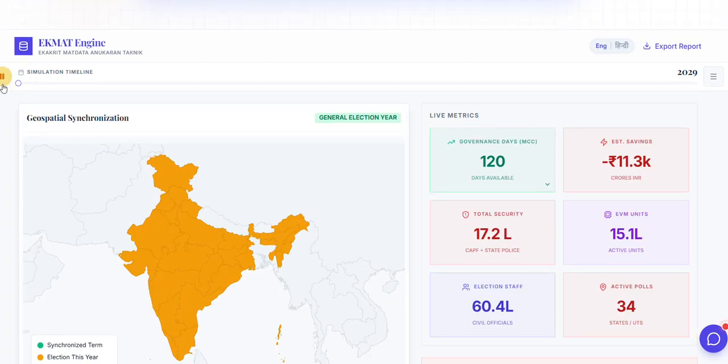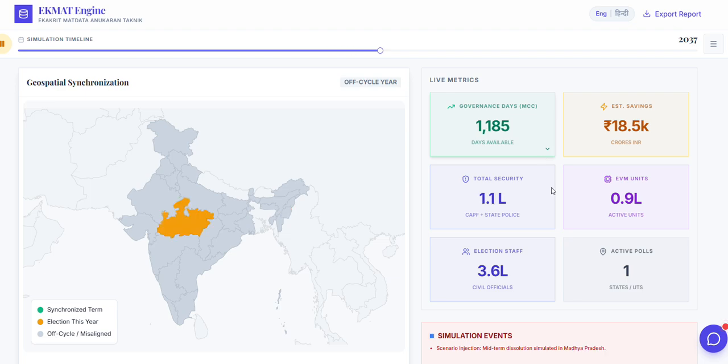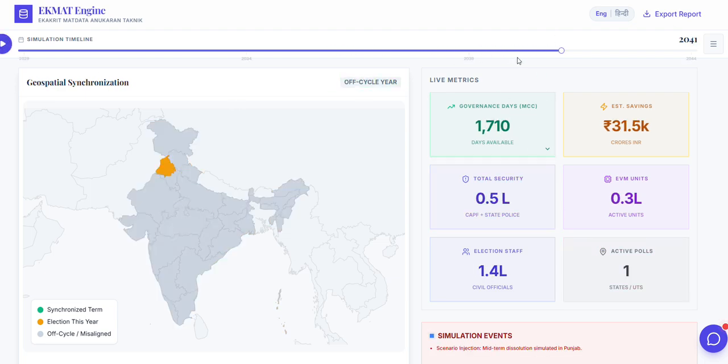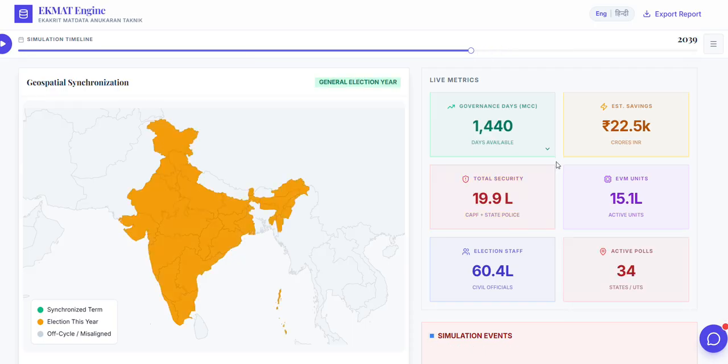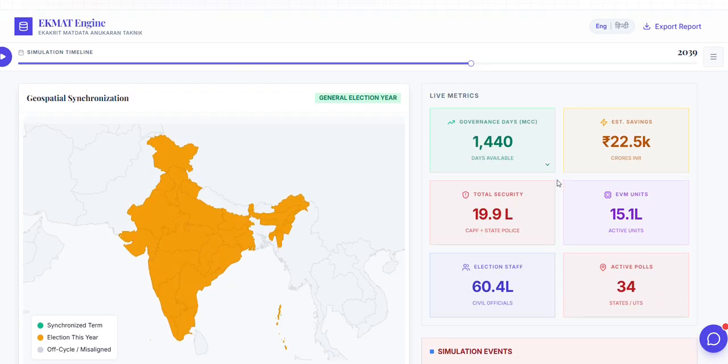Plus, we have a simulator which will give year by year analysis, as you can see. Like this is between the One Nation One Election year. As you can see, we have various factors like savings, security, EVM units, and all that stuff, which is collected from ECI, RBI, and the Kovind Committee report. So this is all data based. Plus, we have given autonomy to the users.